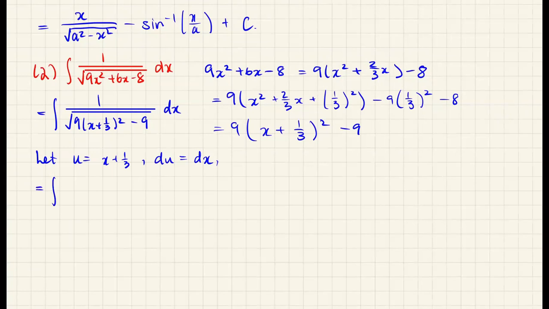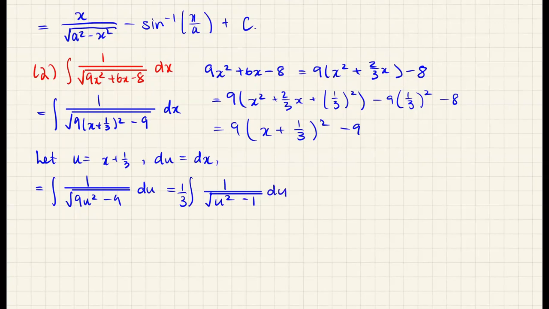So we have the integral of 1 divided by the square root of 9u squared minus 9, and this is going to be du. Then we have the integral. We could take out the 9 out here, so this is just going to be 1 over 3. So I'll bring the constant outside, times the integral of 1 divided by the square root of u squared minus 1, du.